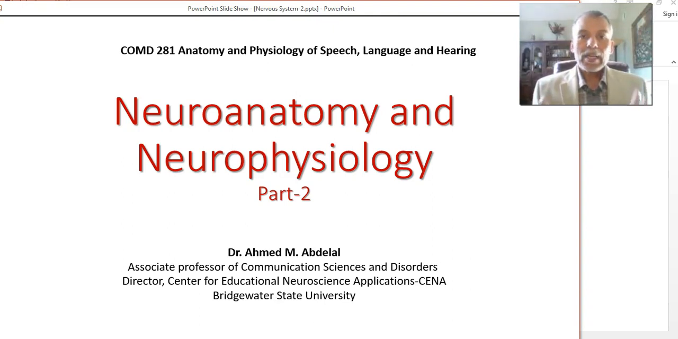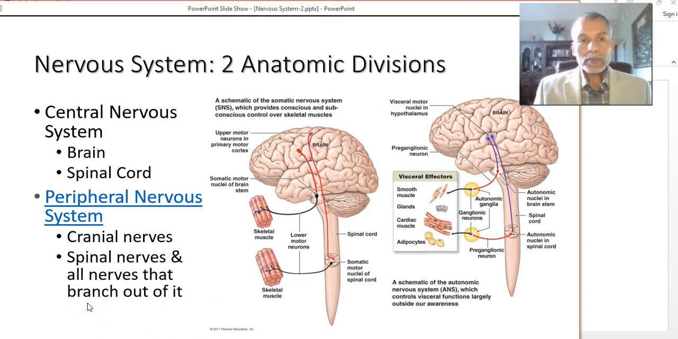This is intended as an overview. It is not intended to be, obviously, a comprehensive coverage, but just an overview. So the nervous system is unique in a way that makes it able to communicate with different parts of the body. The function of the nervous system is to enable you to move around, to basically move your body around.